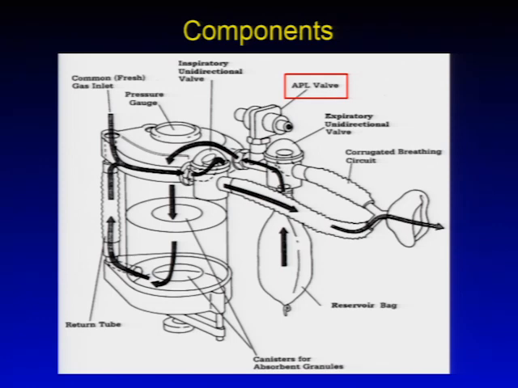Of course, you have the pressure regulation valve, the APL valve. The important thing is that when you squeeze the bag, it's not directing the gas into the patient directly, but when you squeeze the reservoir bag, the expiratory gas is returned to the canister of the CO2 absorber. That's an interesting thing to think about.